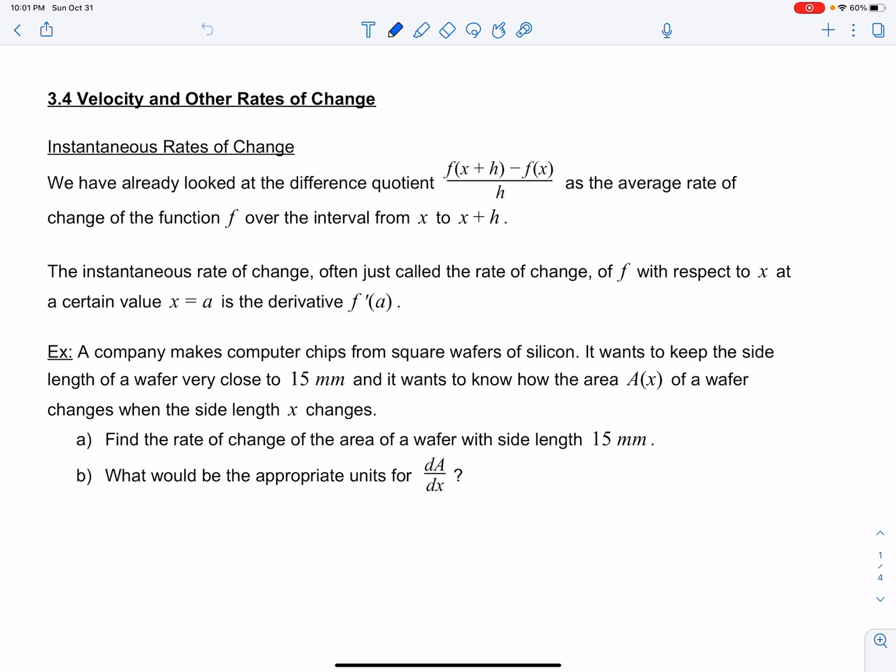The instantaneous rate of change, which we often just refer to as the rate of change of our function with respect to x, at any value, x equals a, is just the derivative of our function at that value a. So we're going to look at some real-world examples, some story problems. I know those are your guys' favorites.